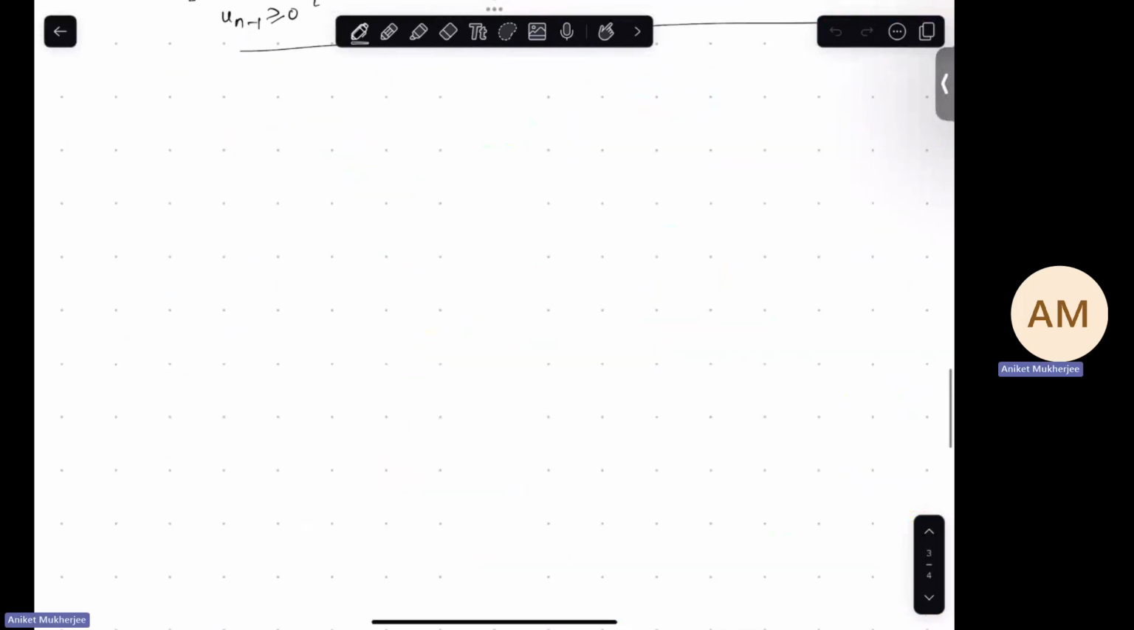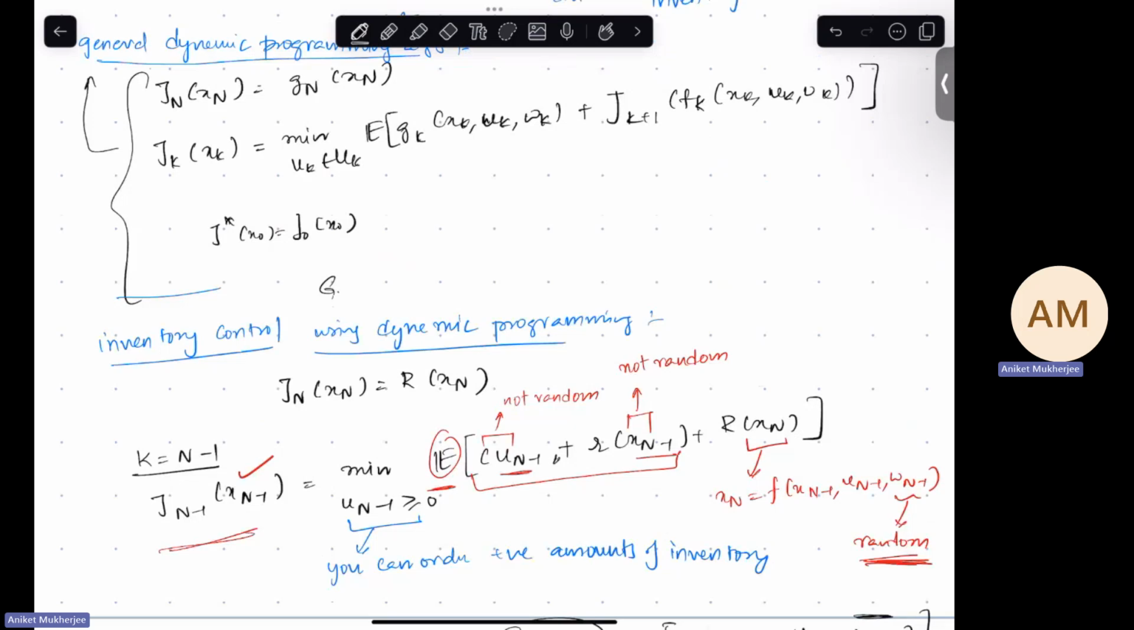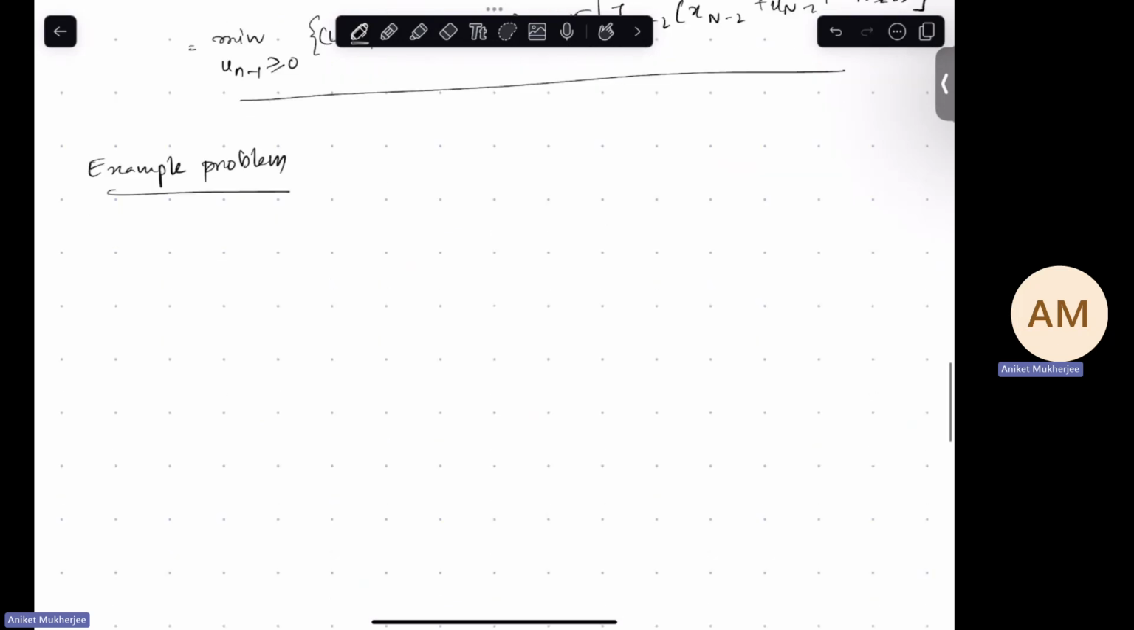Okay, so today I'll take an example problem in inventory control. This was a general inventory control problem, but now I'll take an example problem and we'll solve it from the beginning to the end so that you get to understand. Before that, we have to make some assumptions.